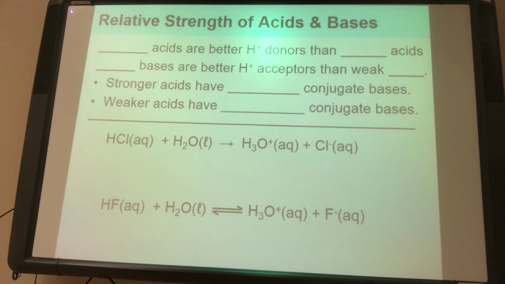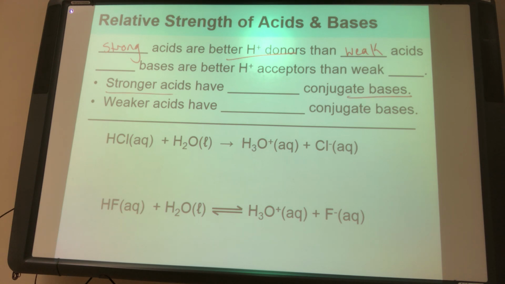All right, now let's talk about the pairs. So we can look at one thing and know if it's going to be strong or weak, but we need to talk about these conjugate acid-base pairs and their strength. All right, so say I have a strong acid. They're really good H+ donors. They're like, yep, I'm going to donate, I'm cool with that. Strong acids are better H+ donors than weak. That's just their definition. And their conjugate is a conjugate base, so strong acids have a conjugate base.